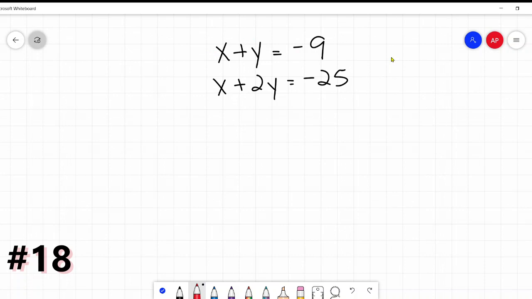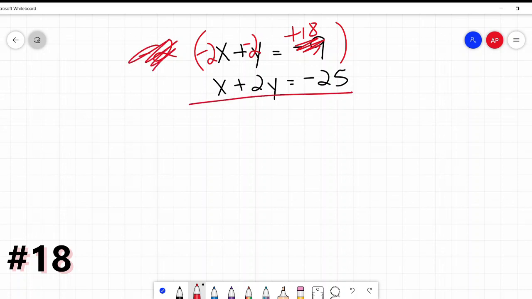To do that, we would multiply everything here by -2. That would make this a -2x, a -2y, and this would be a positive 18. So I've multiplied everything by -2. Then if I add them together, -2x plus x is -x. The y's cancel out. 18 plus -25 is -7. If -x equals -7, divide both sides by -1, x equals 7.